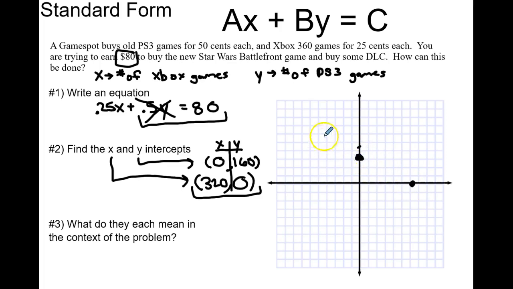But there's a bunch of other ways we could also make $80, and they're all the points on a line directly between them, all these points right here. This line should technically go on forever in both directions, and maybe I'd want to draw arrows, but we can't actually have negative games being sold. That doesn't make any sense. So I only keep this in the positive quadrant, quadrant 1.